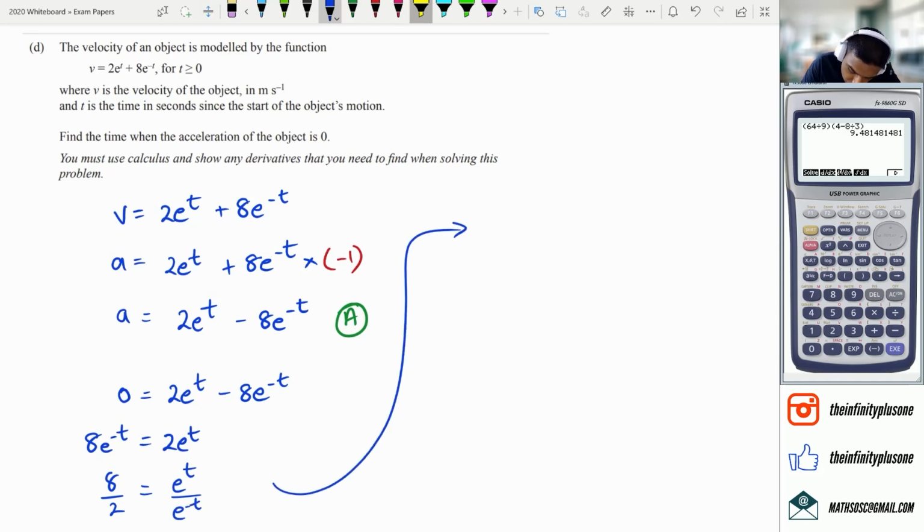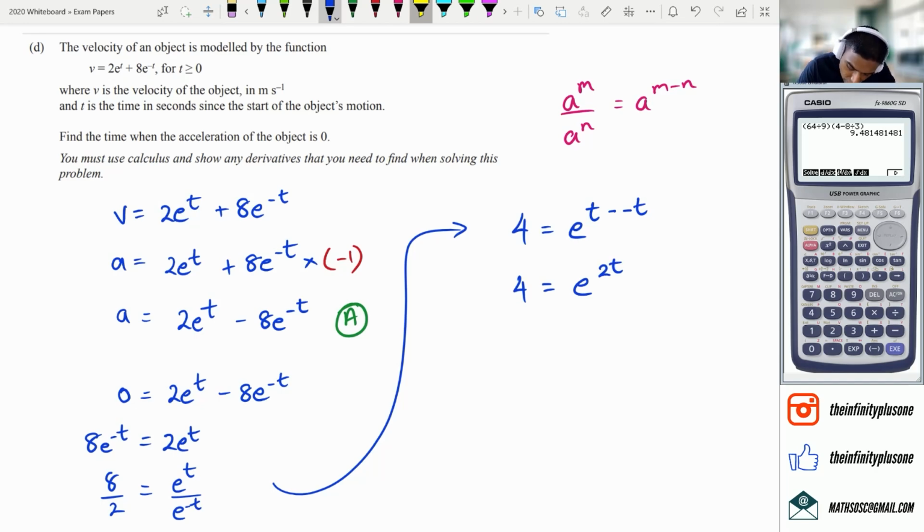So remember that 8 over 2 is equal to 4. And because e has the same base, we can actually subtract the powers. This is very similar to when we have a to the power of m divided by a to the power of n, then you would just subtract the powers. So that's exactly what we're doing here. We're going to get e to the power of t minus negative t, and we've got 4 equals e to the power of 2t.